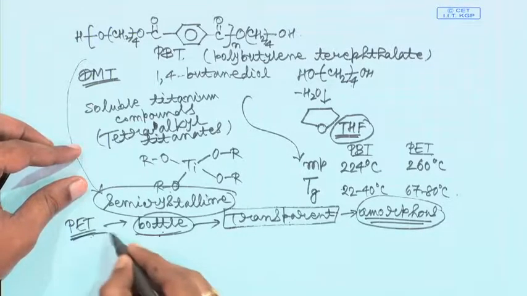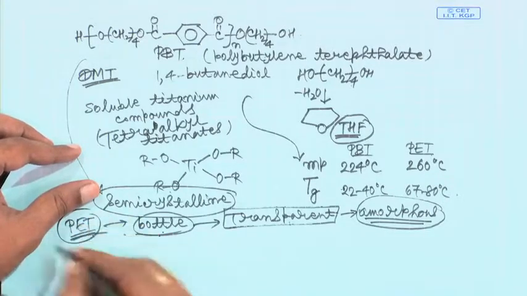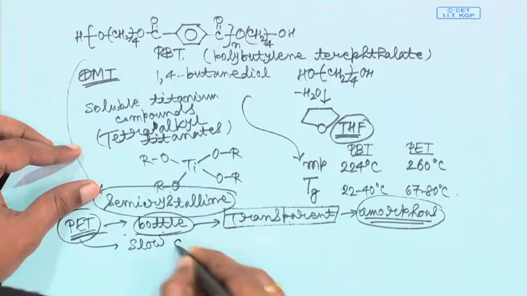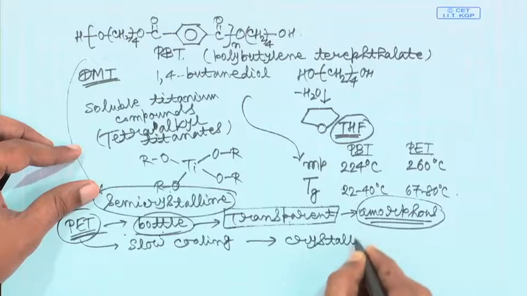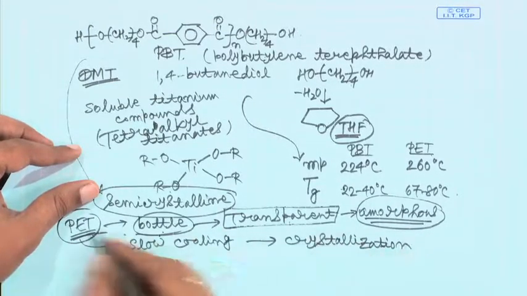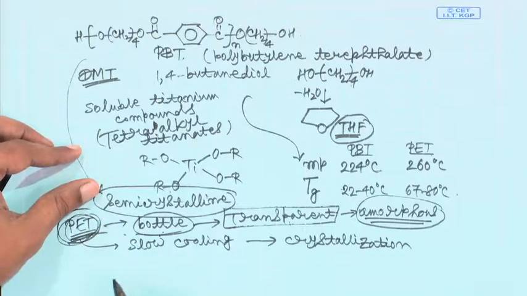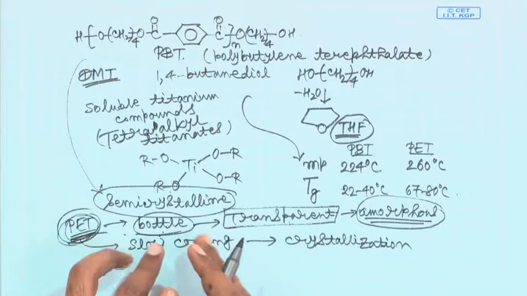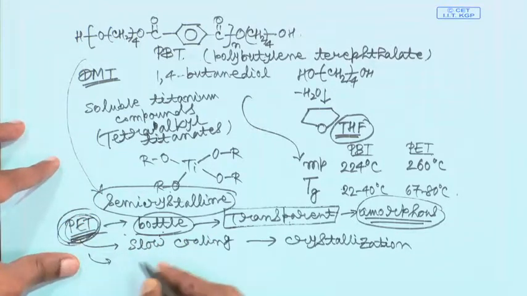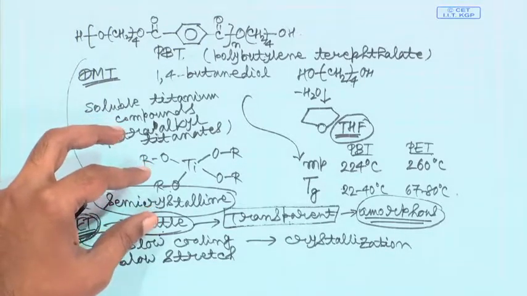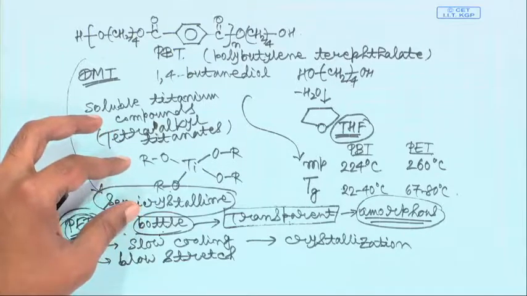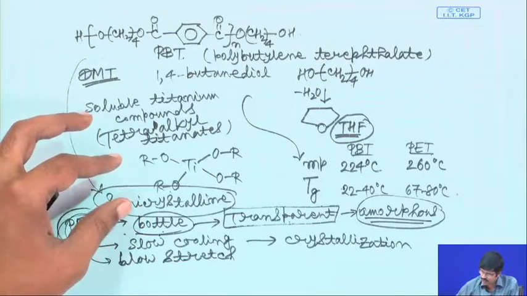So, PET bottle. If you do a slow cooling of PET, then that will lead to crystallization. If you do typically fast cooling, you will have amorphous material. Now, what you normally do for the bottle preparation from PET is you blow as well as stretch the material. So, basically it is both blowing as well as stretching of the material. It is blow molding, blow and stretch molding.